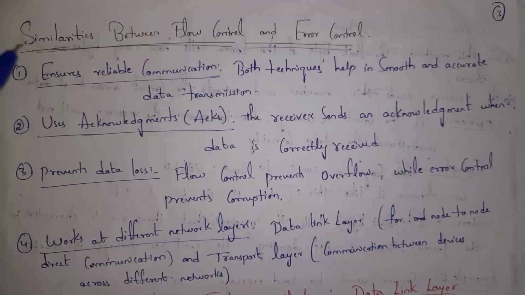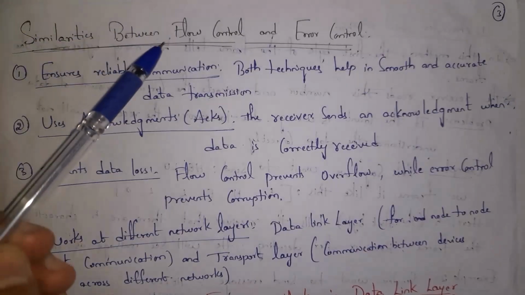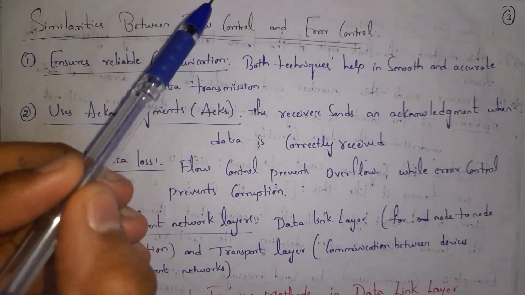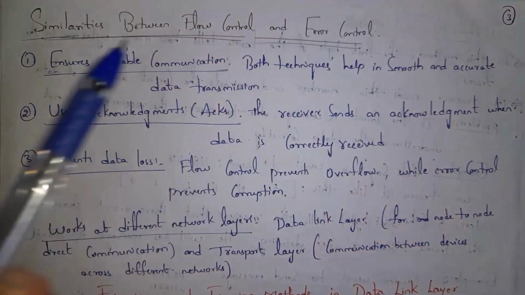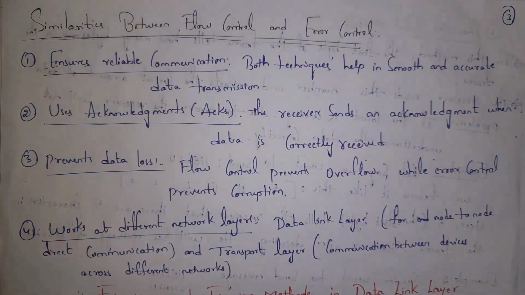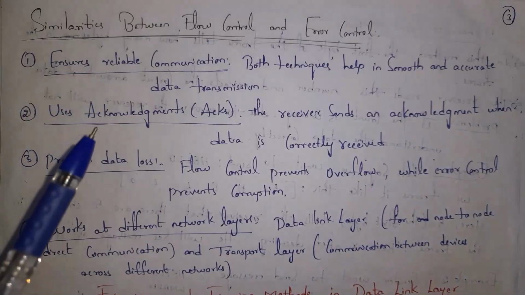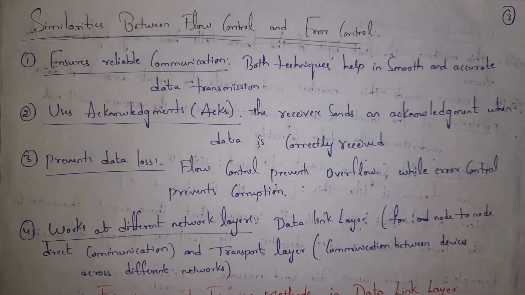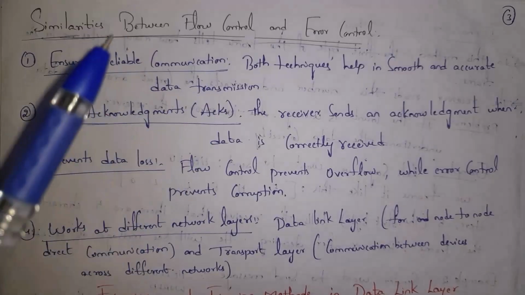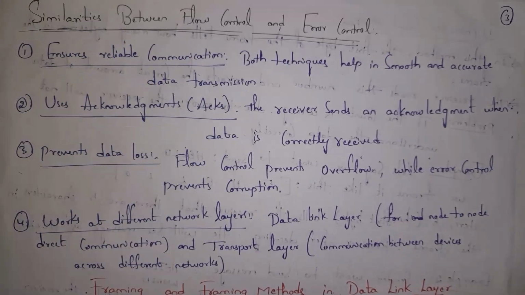Next, I will explain similarities between flow control and error control. Both flow control as well as error control will ensure reliable communication. Reliable communication means data will be successfully transferred to receiver without any errors, and communication between sender and receiver will be smooth. And second one is use acknowledgement.